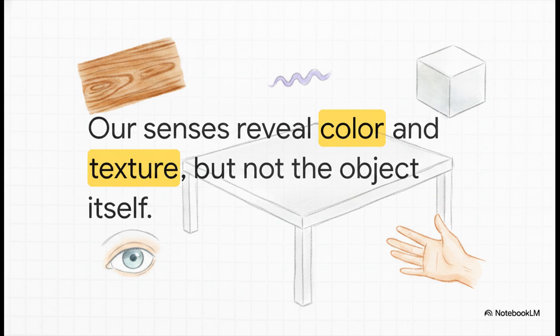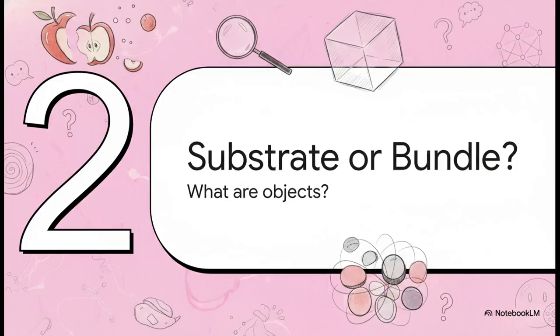Our senses, they reveal color, they reveal texture, but they actually do not reveal the thing itself. Think about it. When you look at the table, your brain is just processing specific data points. You see the brown of the wood, you feel a hard, flat surface. You might even smell the furniture polish. But your senses are only giving you those specific traits. They don't actually tell you what the underlying object truly is. You're experiencing its characteristics, sure, but the core thing itself, it remains somehow totally invisible to your eyes and hands. Wild, right? Moving on to part 2, hidden substrate or bundle of properties.